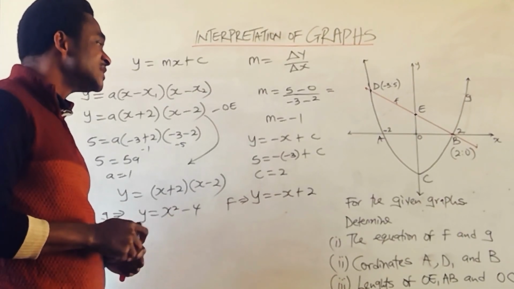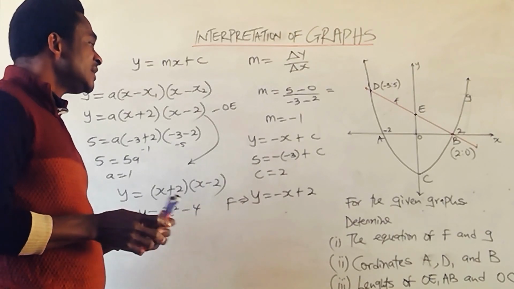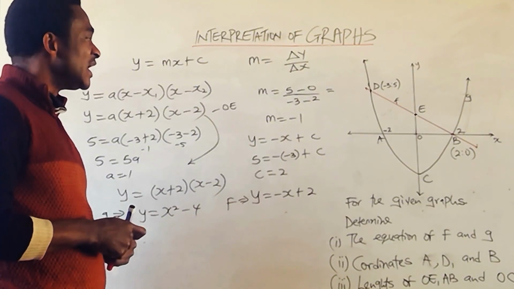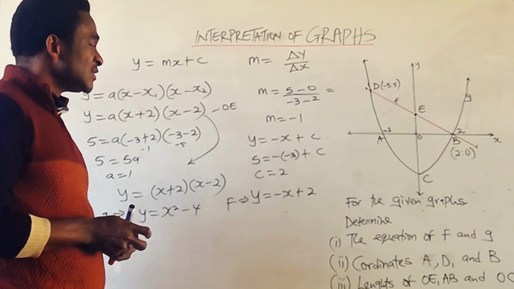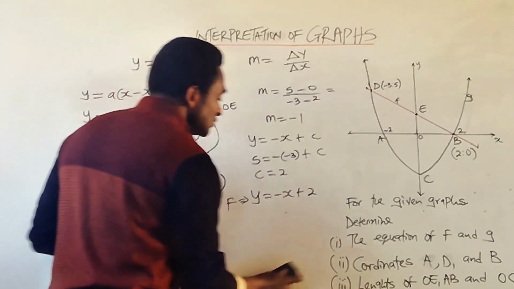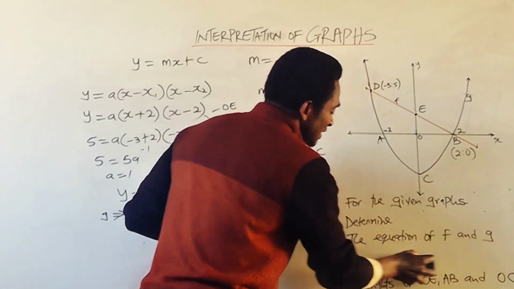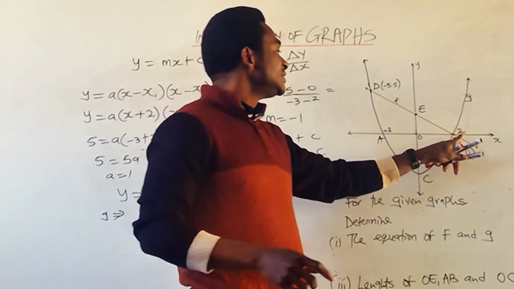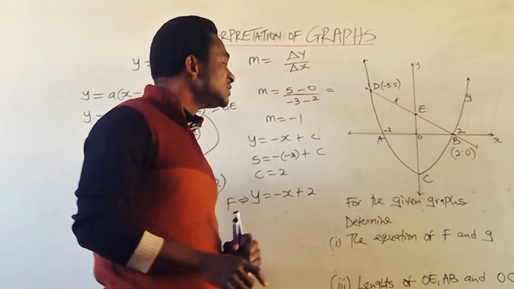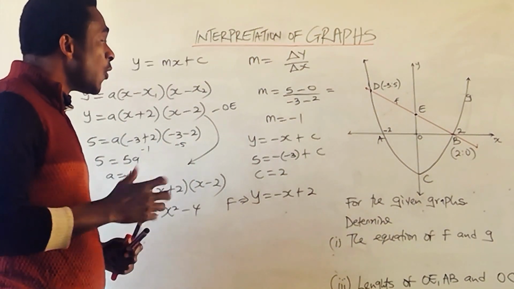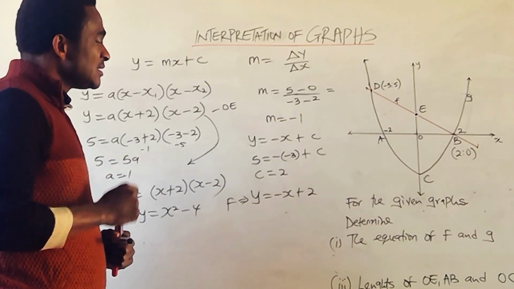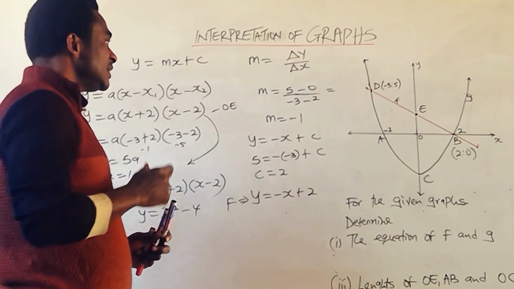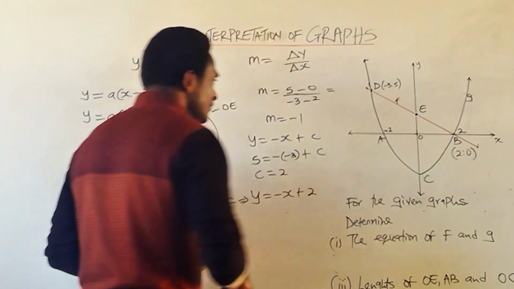Now the next question is asking us to get the coordinates of a, b, and d. In this case, it's not applicable. We have a, we have b, we have d. So let's take this out, we'll come back to coordinates. What do they represent? In this case, our a and b represent the x-intercepts, our d is a point of intersection. And then the length of OE, the length of AB, and the length of OC. Let's start with OE.